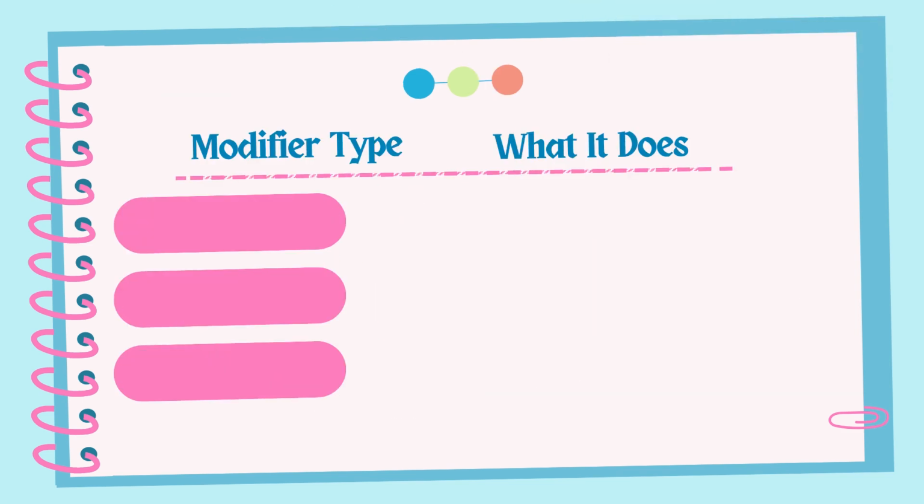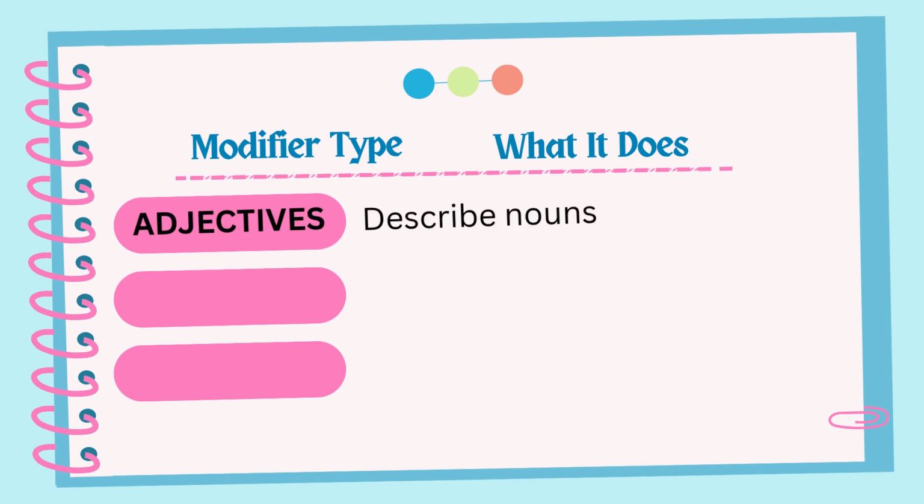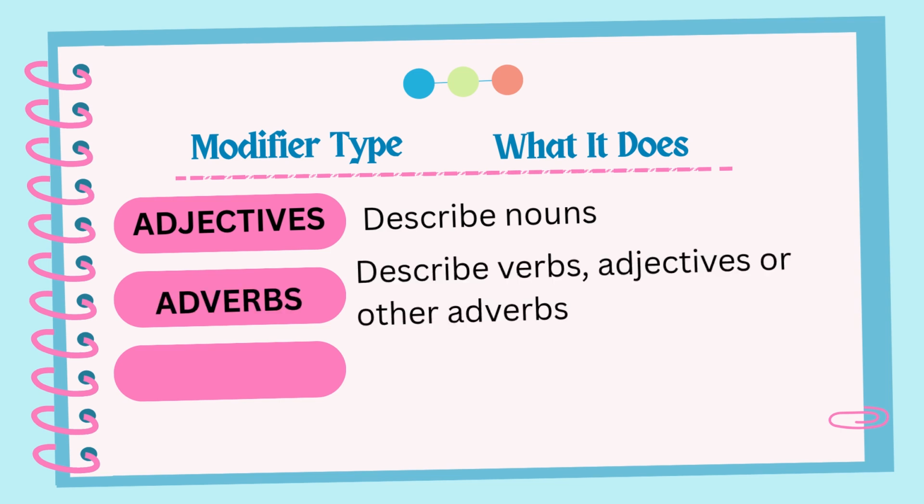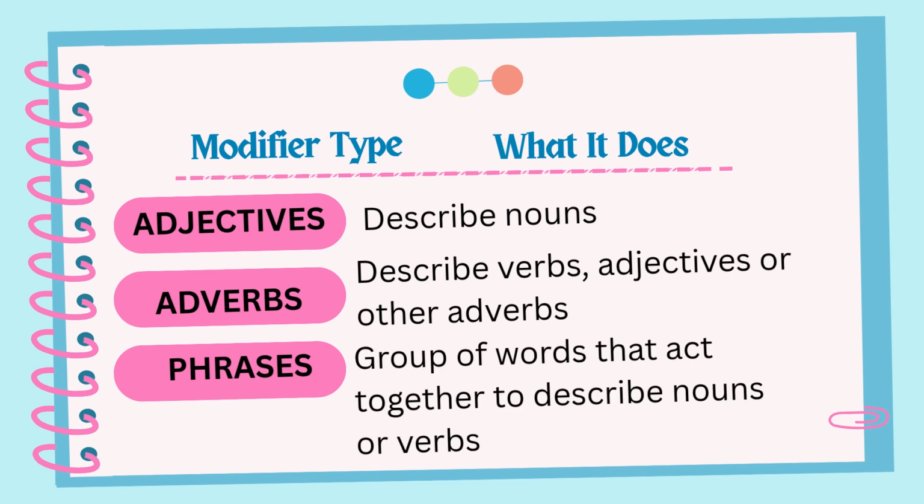There are three main types of modifiers we'll study in this course. First, we have the adjectives, which describe nouns. Then the adverbs. They describe verbs, adjectives, or even other adverbs. And the phrases, which are groups of words that work together to add more detail. Each of these makes your sentences richer and more expressive. In the next video, we'll start with adjectives, the words that give your nouns color and life.